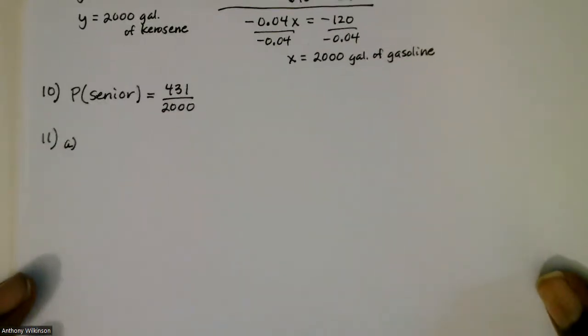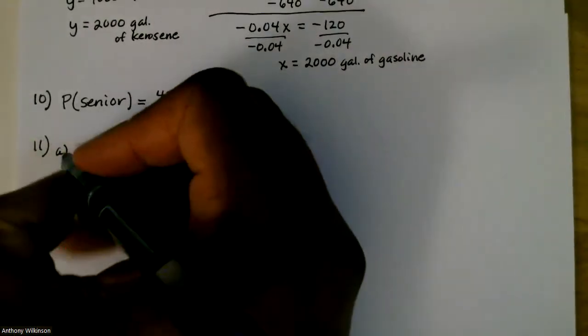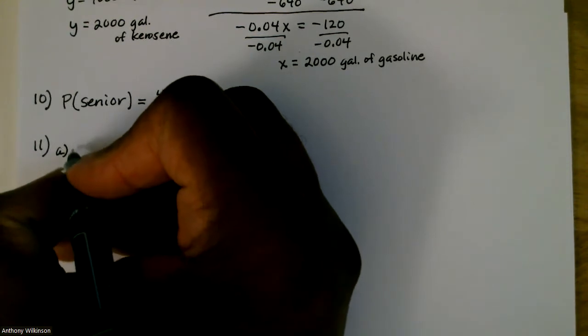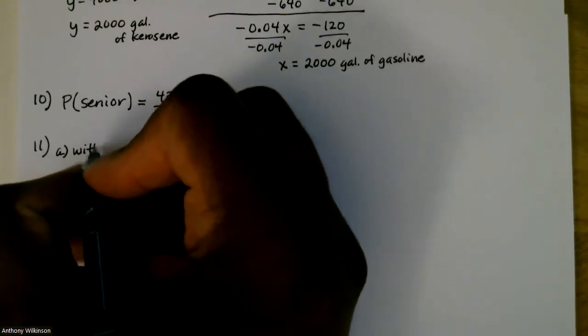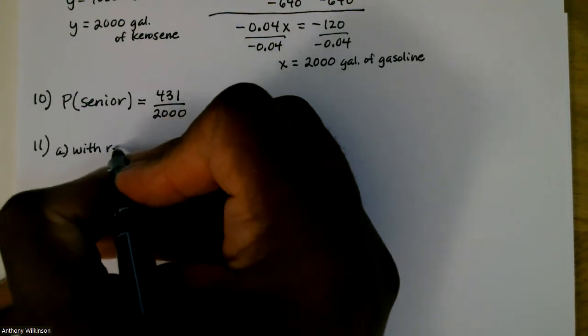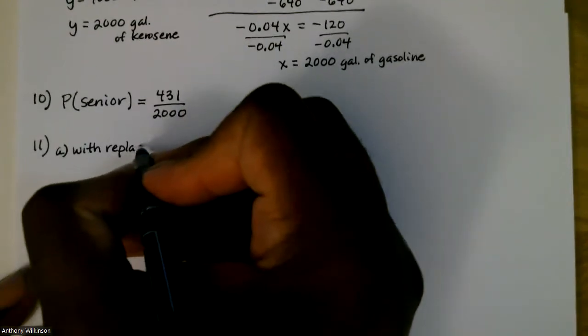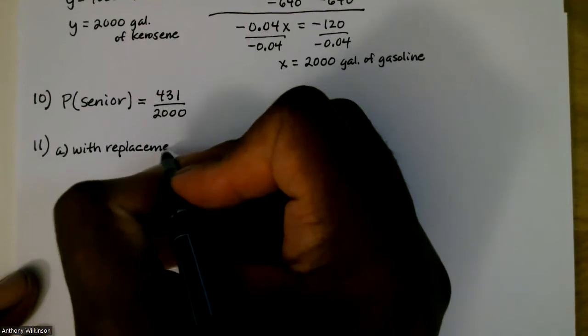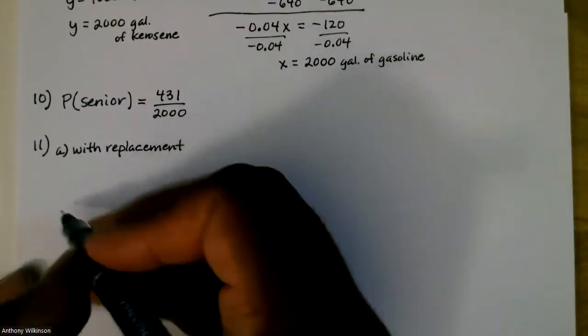So in this case, it'll do a tree diagram, and this is going to be with replacement. That means that the balls on the first draw would go back in the box when we do the second draw. So this is with replacement.